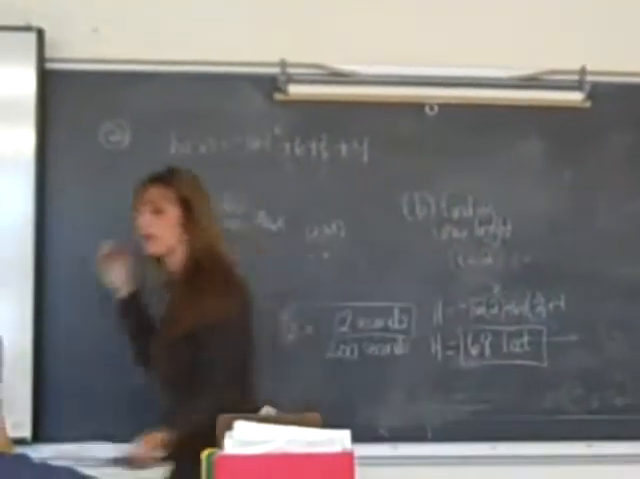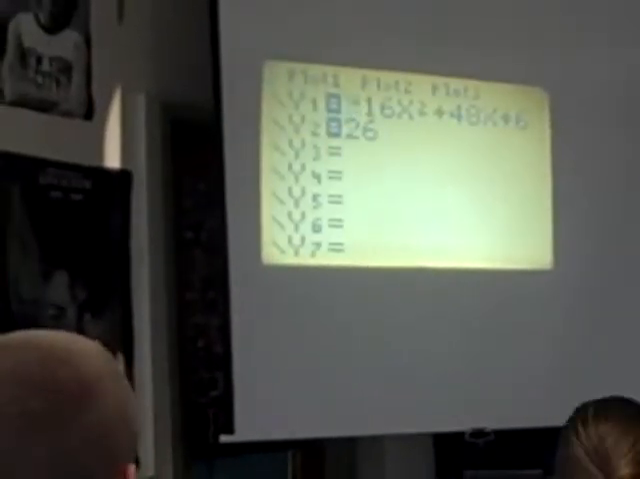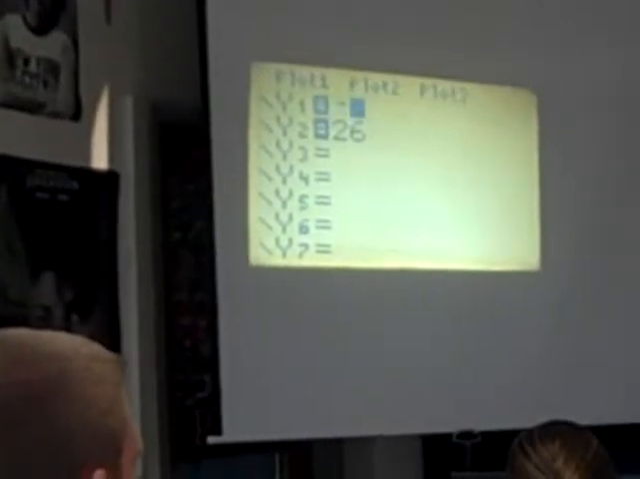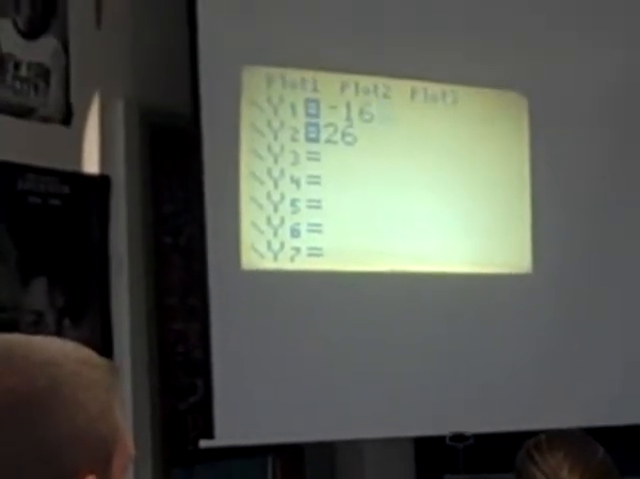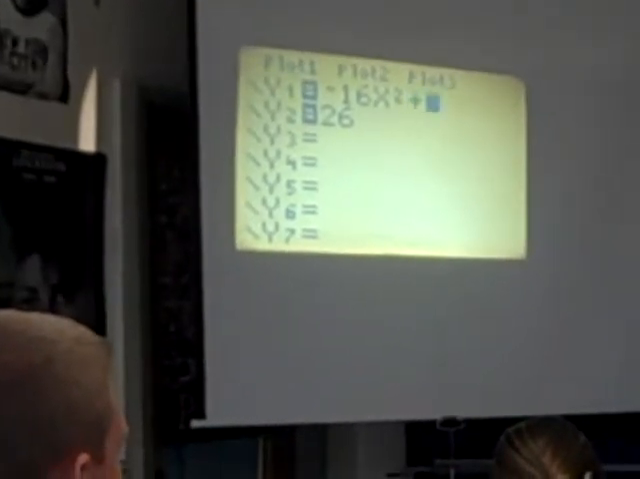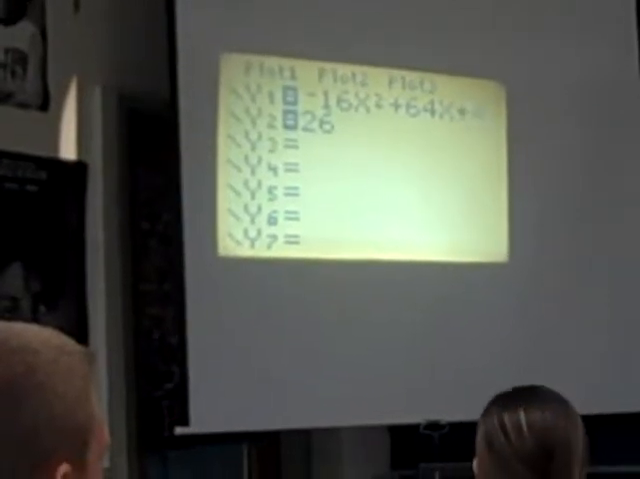Now I can double check it on the calculator. Let me just make sure I did this correctly. So, on my Y1, I'm going to type in the path of the ball. Negative 16x squared plus 64x. Does anyone have a question at this point on the algebra?